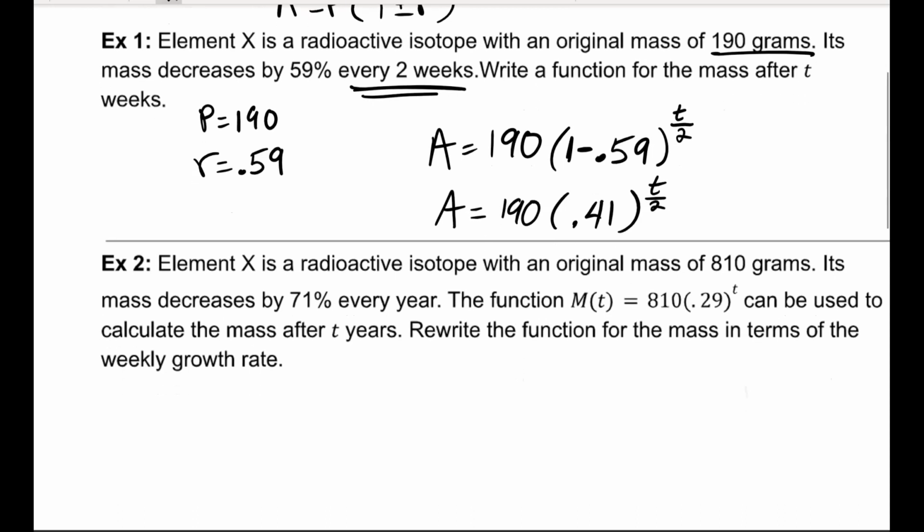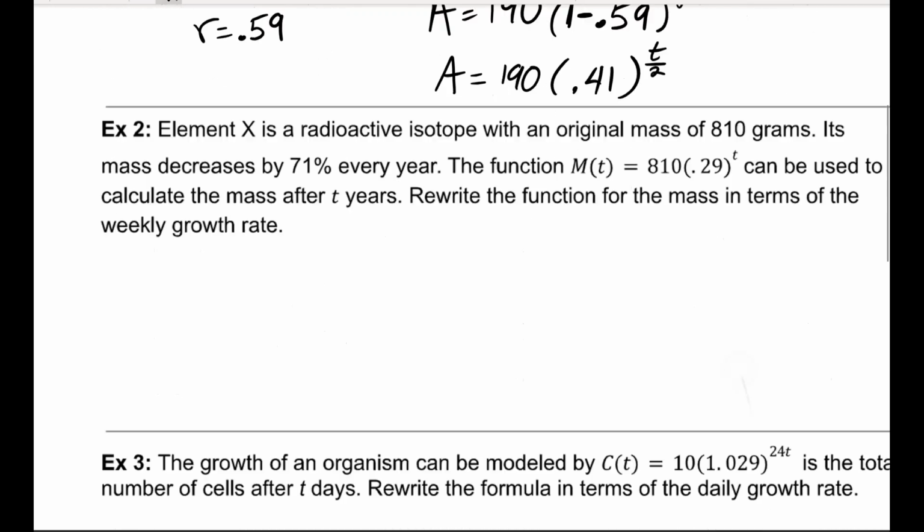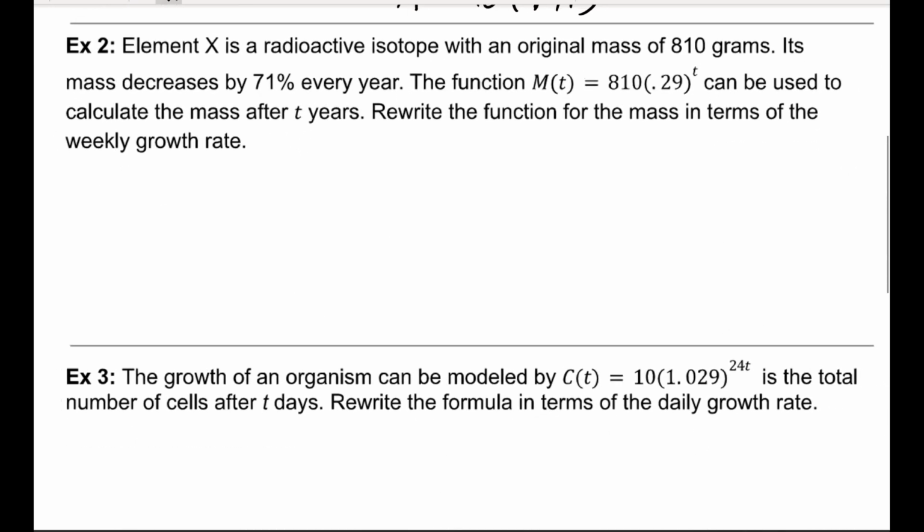A lot of the times, though, we have to rewrite formulas that are already given to us. So consider exercise 2. Element X is a radioactive isotope with an original mass of 810 grams, and its mass decreases by 71% every year. The function m of t equals 810 times 0.29 to the power of t can be used to calculate the mass after t years. So what this is saying is they already wrote the function for us.